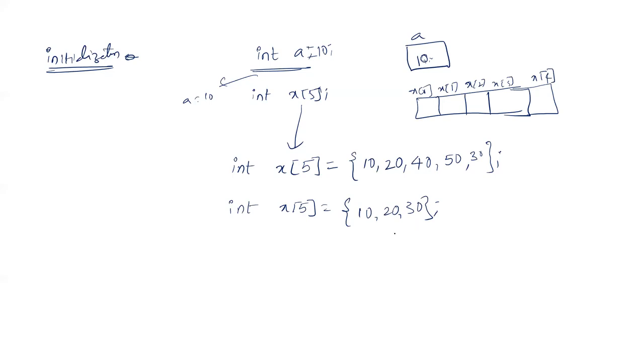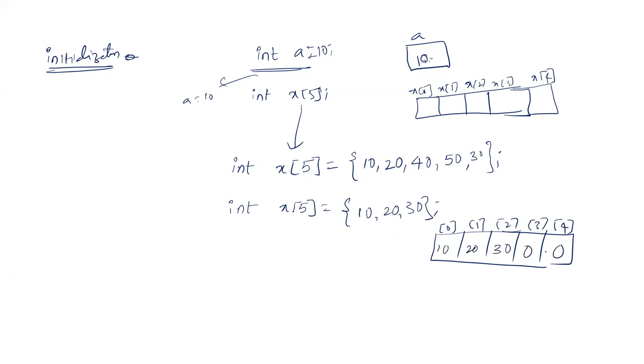If at least one variable is initialized in the array, at least one, I'm telling you, the remaining values will all be zeros. Okay, this is one way. So what happens in the memory? Index zero, one, two, three, and four. I'm not writing X here. So 10, 20, 30, and the remaining are zero, zero.